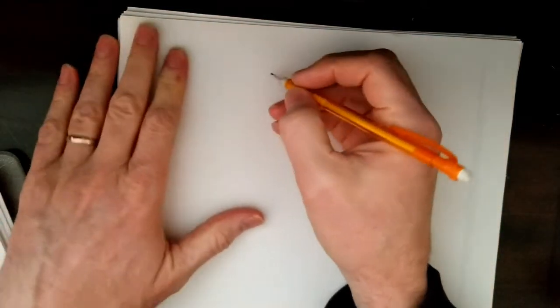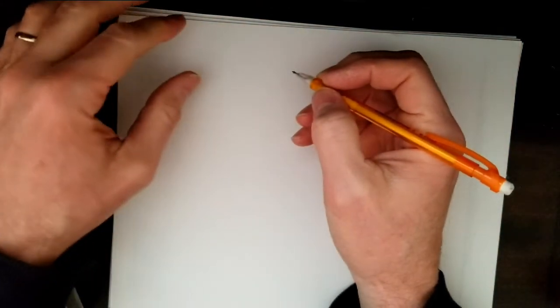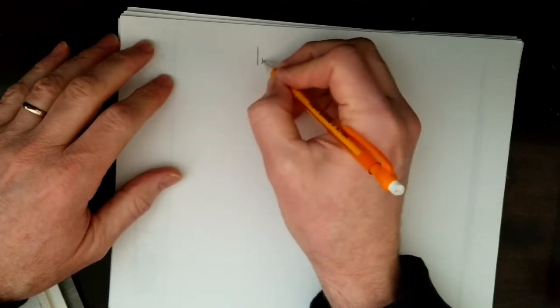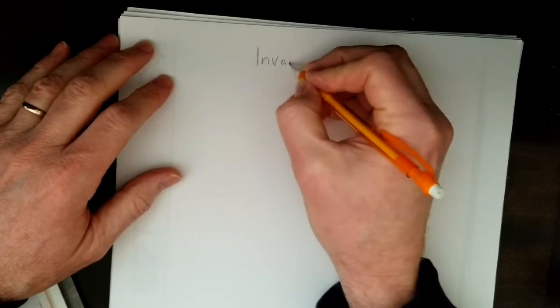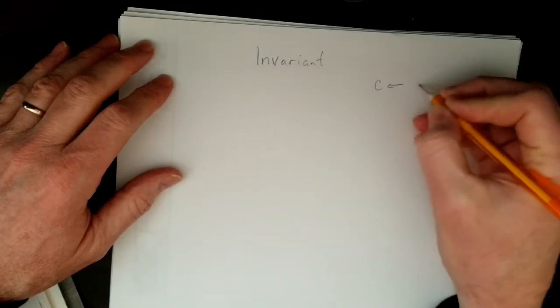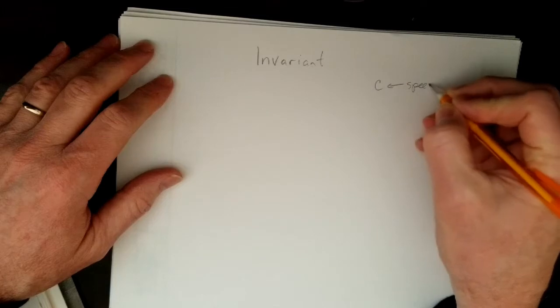Let's talk about invariants. In other words, things that are not going to change regardless of the reference frame. And so there's actually two invariants when we start talking about relativistic terms. One is the speed of light. That speed of light is constant. This is the speed of light.